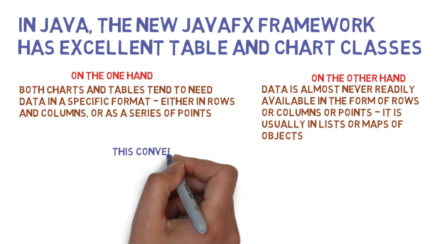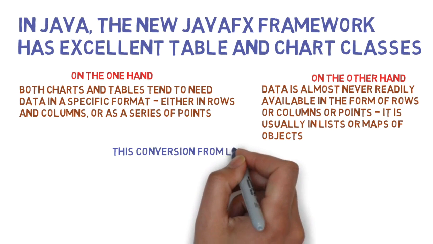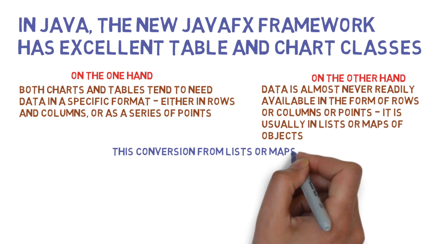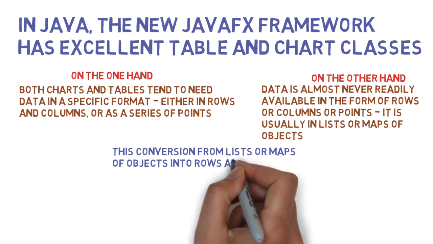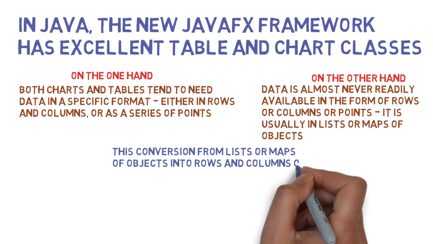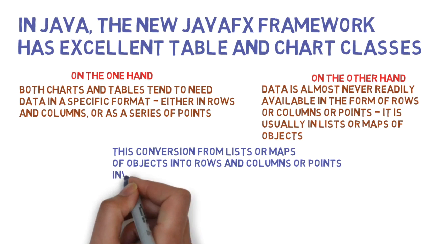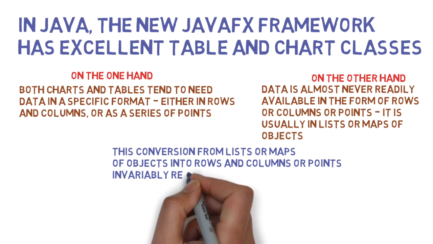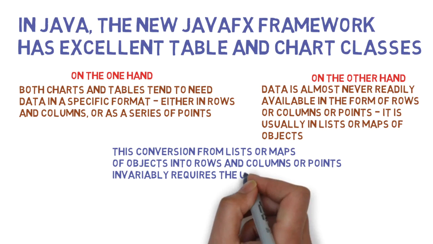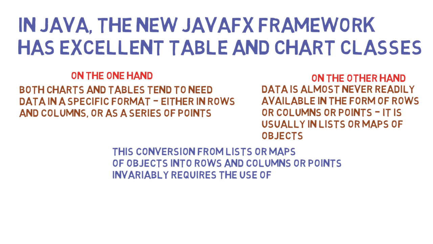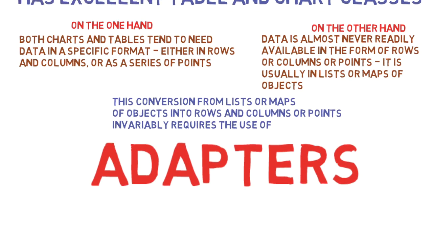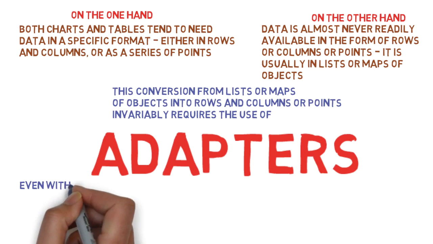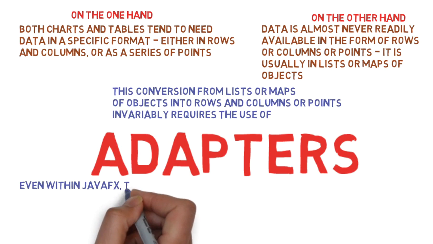Now it's very obvious with this problem statement that we require to convert from lists, maps and other objects that we have available into rows and columns or points. It's also very clear that this requires the use of adapters. Adapters are what will help us convert what we have, that is objects, lists and maps, to what we want, which is data in the form of rows, columns or a series of points.